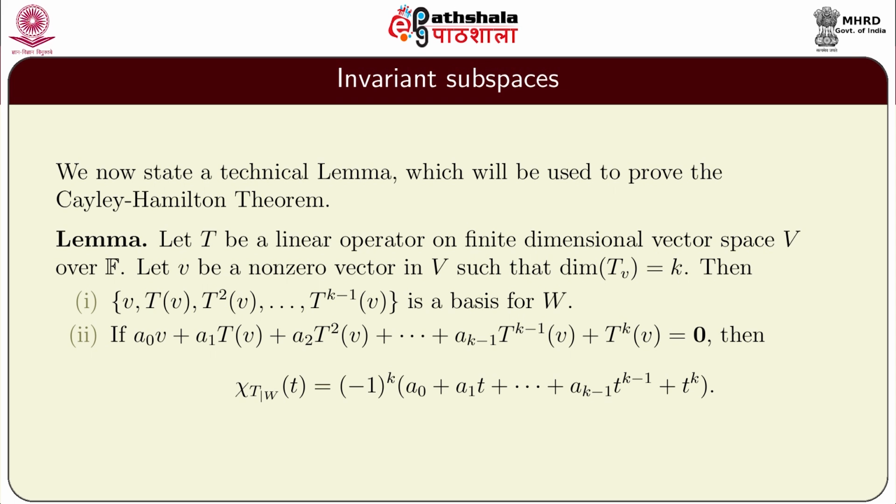So, what is interesting here is that a cyclic subspace can be seen very explicitly, and in fact this is a basis, and that can be used to prove that the characteristic polynomial of the restricted operator is of this form.